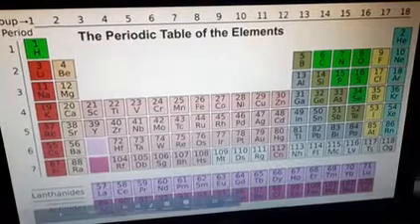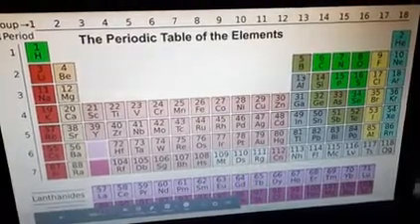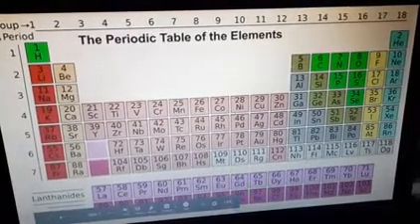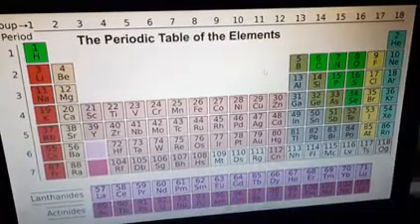Yesterday also we discussed structure and bonding in diborane. So today also we are going to focus on this boron, which has the atomic number 5.